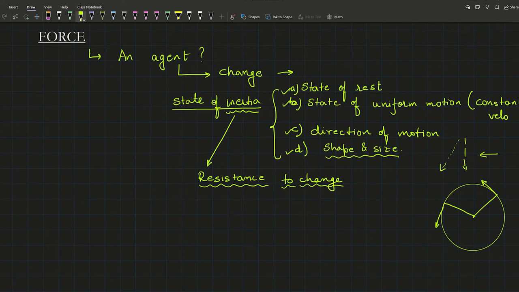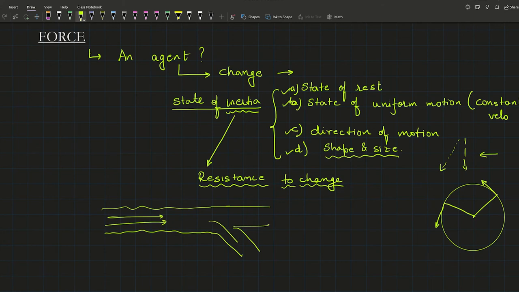Now, similarly, there will be inertia of direction of motion as well. No one wants to change its direction of motion until some external agent acts on it. Let's say water is flowing. If there is a river which is flowing down, it will continue to move in one particular direction until you create a dam and stop the motion, or you create a channel or a distributary and force the water to go in one particular direction.